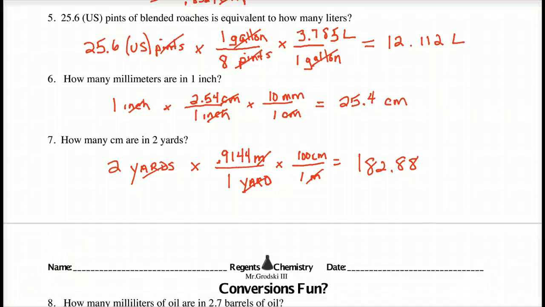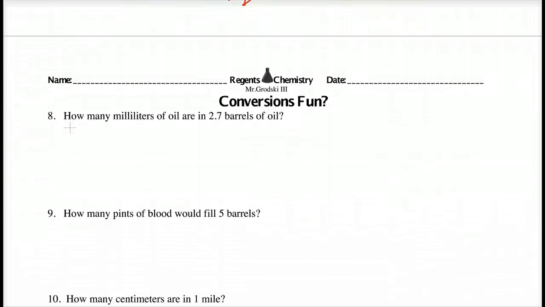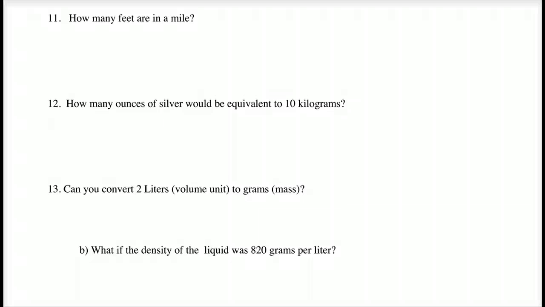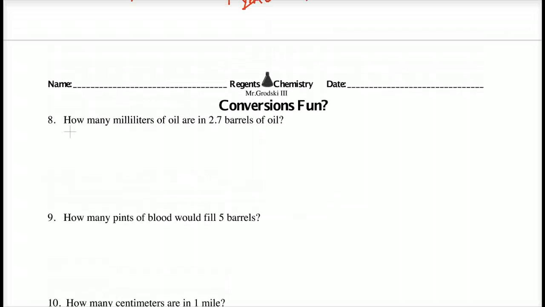All right, so let's continue on. I'm going to do some select problems on the other pages, especially the ones that have many more steps, and I'll walk you through some of those. Let's see here. How many feet in a mile? How many ounces of silver? Well, let's just do how many milliliters of oil in 2.7 barrels of oil.